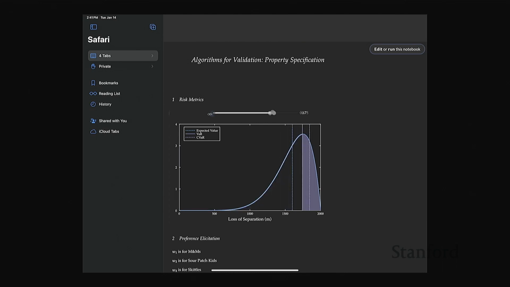Okay, so that's kind of how these go. As I was dragging this around, the solid purple line is the VAR. The shaded region is the part that we're considering for the CVAR. And then the dashed purple line is the CVAR. So I'll just drag this a few more times so you can get the idea.